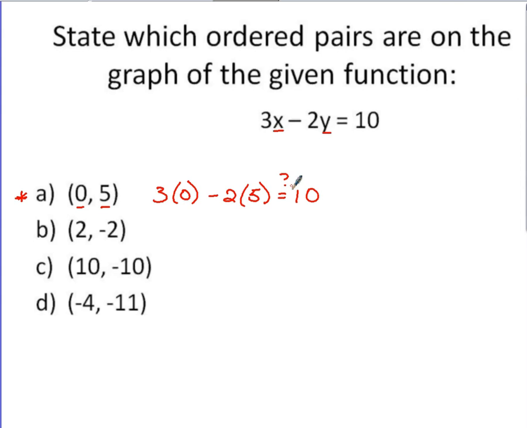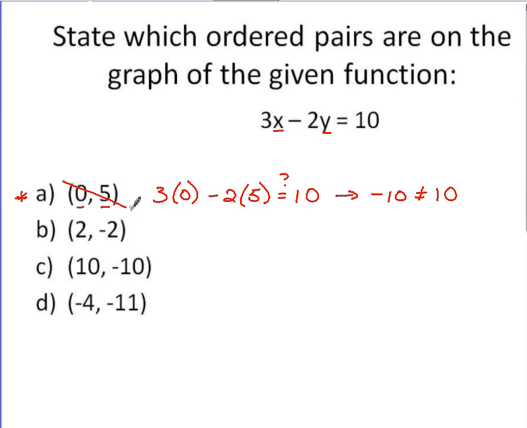If I do the calculation here, 3 times 0 is 0, minus 2 times 5, so negative 10. Negative 10 does not equal 10. Therefore, the point 0, 5 is not going to be an ordered pair that's on the graph of this given function. This one doesn't work.